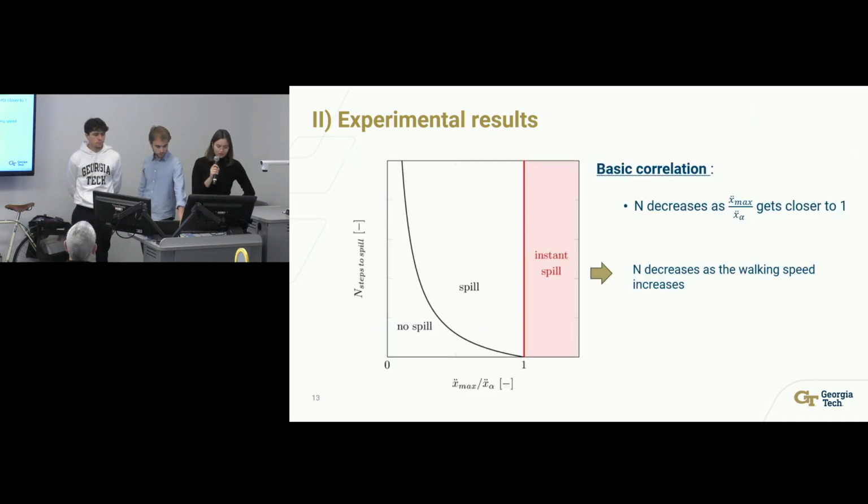Now if we look at the basic correlation between this ratio and the number of steps before spilling, we can naturally see that the number of steps required before spilling the coffee decreases as the ratio gets closer to 1. And then we can also make the conclusion that the number of steps before spilling decreases as the walking speed increases.